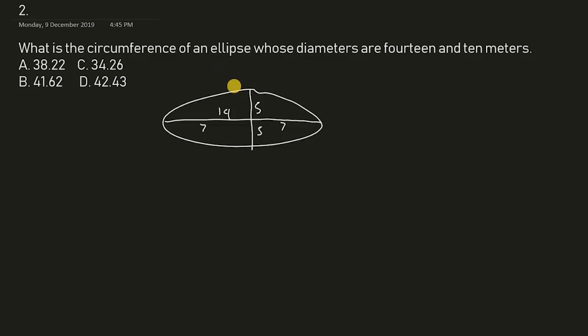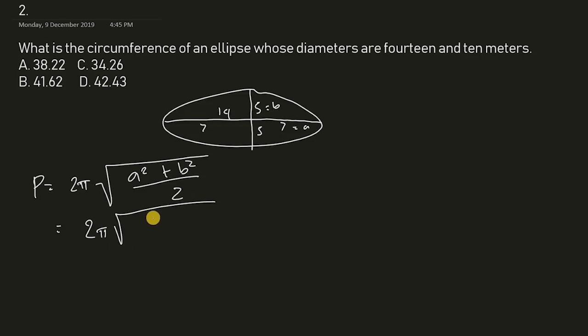The formula for the circumference of an ellipse, guys, is equal to 2 pi times the square root of a squared plus b squared divided by 2. This is the formula for finding the perimeter of any ellipse. Alright guys, so what's the value of a? A is the length of the semi-major axis. That's 7. This is A, right? What is longer should always be the A, and what is shorter should be the B. So 5 is B. So let's substitute.